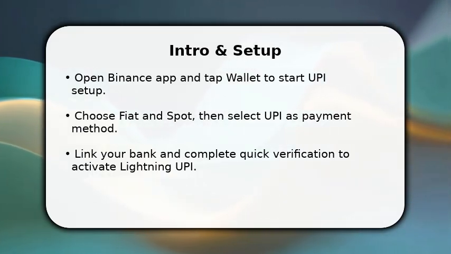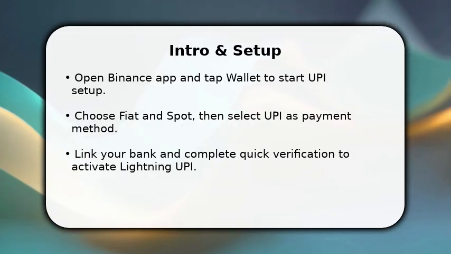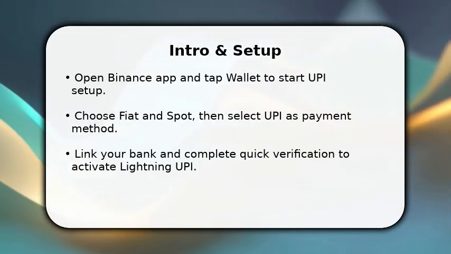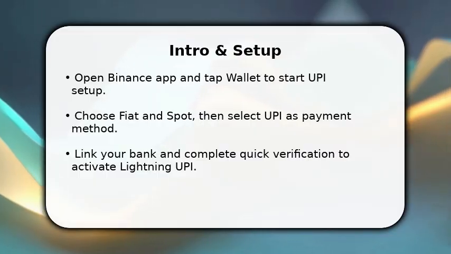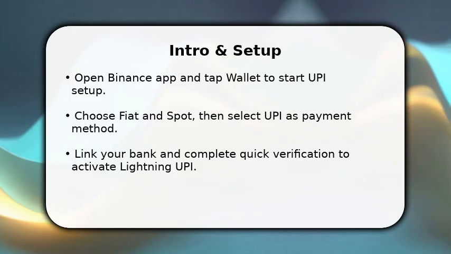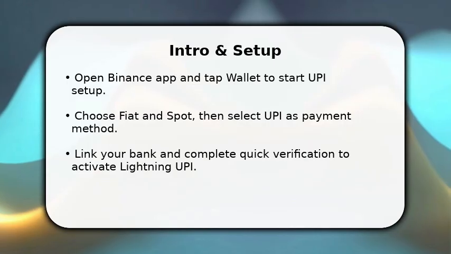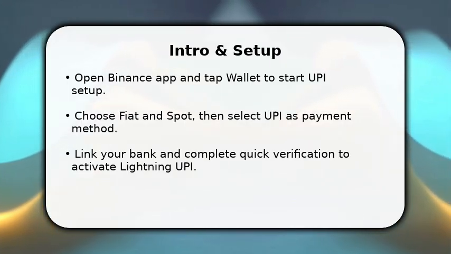Open your Binance app and tap Wallet to begin the setup. Follow the on-screen prompts to choose UPI, link your bank, and complete verification quickly and securely. Enable Lightning UPI as your preferred payment option and set a default bank. Finally, run a small deposit test to confirm the connection and ensure seamless transfers and peace of mind.